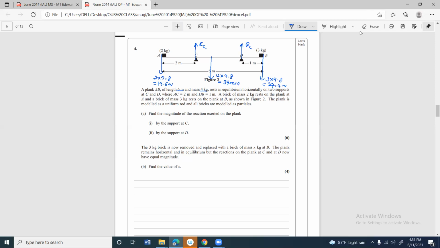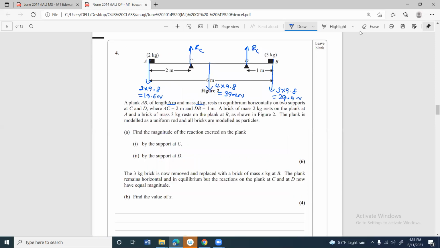Then to find this, initially I'll consider the vertical equilibrium. Upwards forces equal downwards forces. Downwards forces: 19.6 plus 39.2 plus 29.4. So you can say RC plus RD is equal to 88.2.